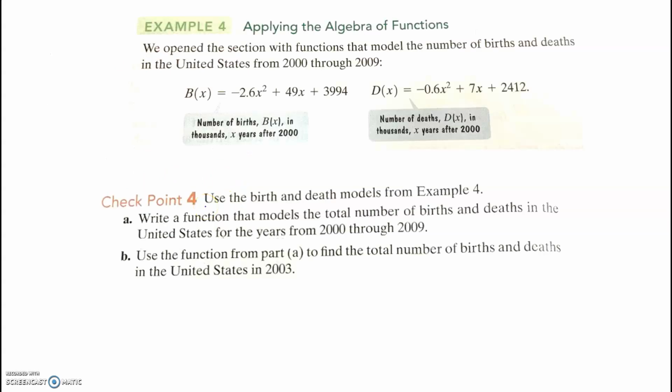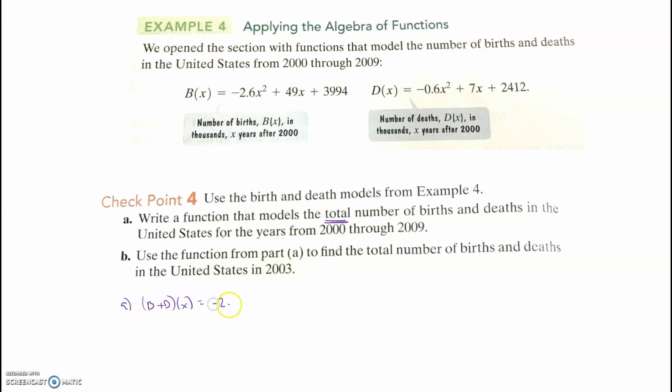All right. So this is using actual data, modeling the number of births versus the number of deaths every year after 2000. It says write a function that models the total number of births and deaths. So we want to add them. This is part A. We're going to add our two functions, b plus d of x.